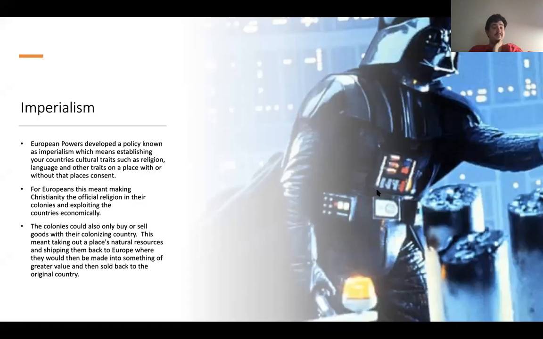Another thing we're going to look at is imperialism. That is where you go into a place looking to establish your country's cultural traits, such as religion, language, and other traits, on a place or people who are not willing participants, let's put it that way. You were forcing them to adopt your religion, your language, your customs. And so for Europeans, this meant Christianity being the official religion in their colonies and exploiting those countries economically.